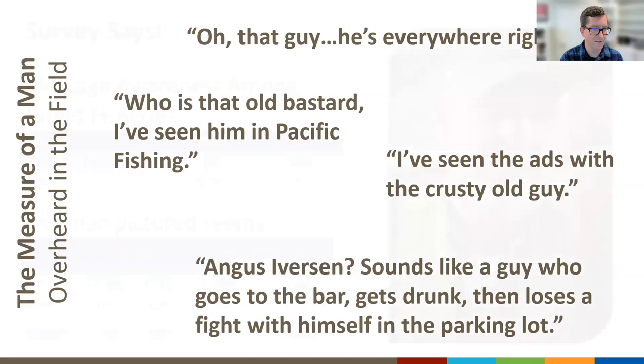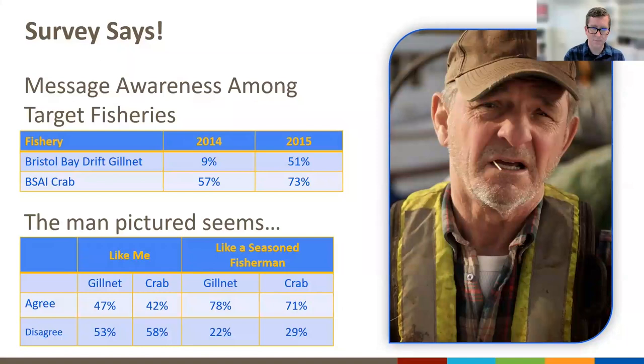Next slide, please. When we look at the quantitative data, we can see that there was an increase in message awareness between year one and year two of our campaign in both audiences, which is good. The really low number in the first table in 2014 for the gillnet fishermen is associated with the fact that the campaign started in May and we did our survey a month later in June, whereas that first year, the crab fishermen had an extra 5 months until October to be exposed to the messaging before we surveyed them. So that's why you had that jump there.